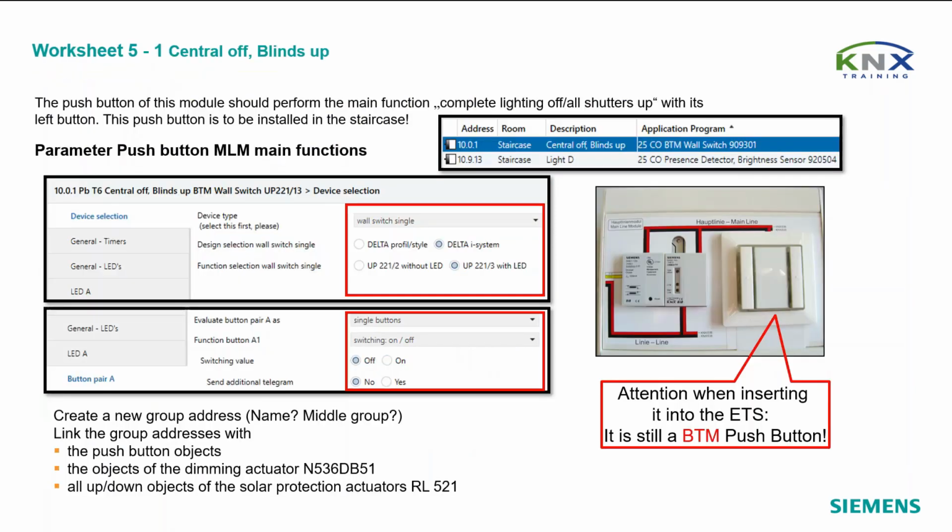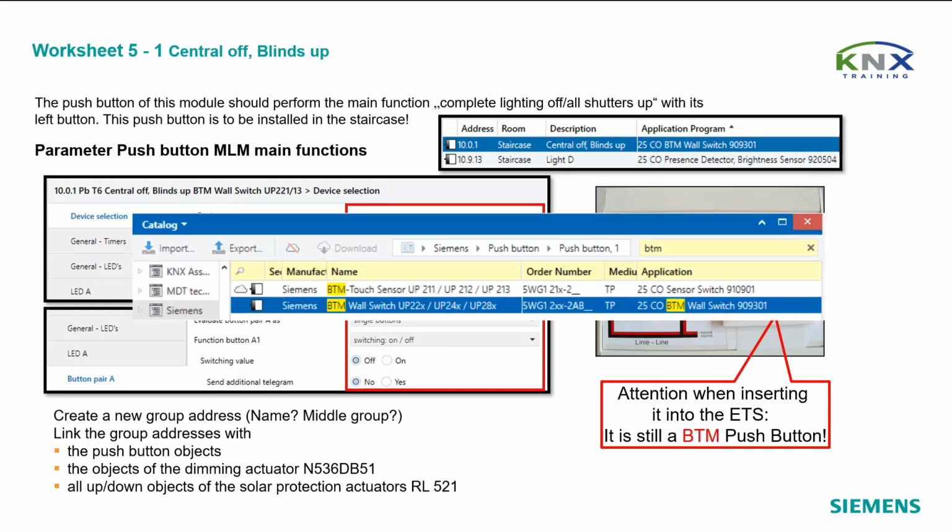Worksheet 5-1, Central off, lines up. The push button of this module should perform the main function, complete lighting off, all shutters up, with its left button. This push button is to be installed in the staircase. Follow the workflow as you have learned it.